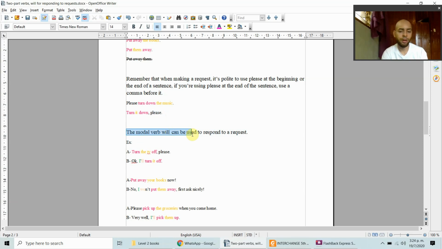The modal verb will can be used to respond to a request. If you make a request, turn the TV off, please, for example, you can say, okay, I'll turn it off. You begin the sentence with the subject and the modal will, and then you say the other part of the sentence. Okay, I will turn it off.